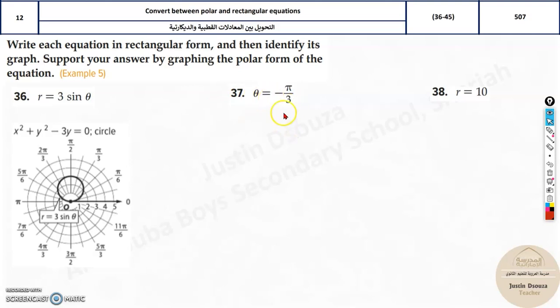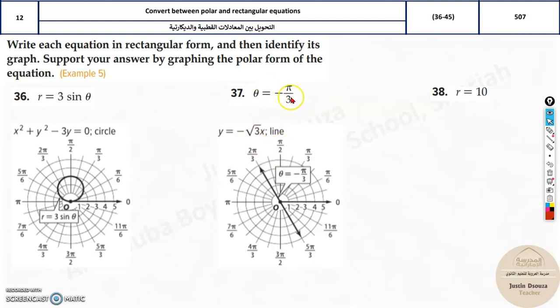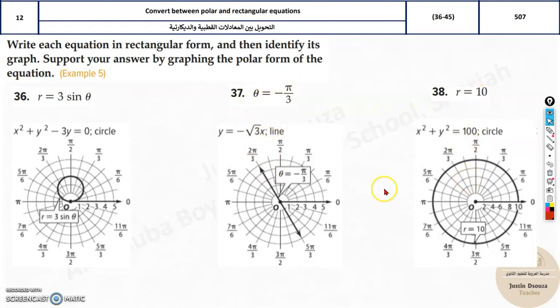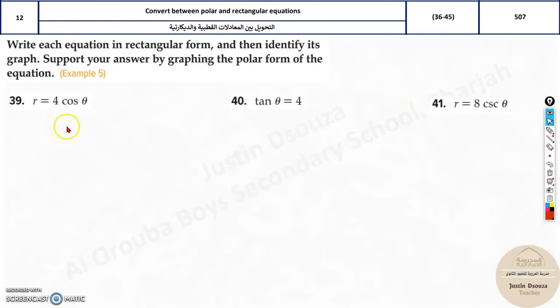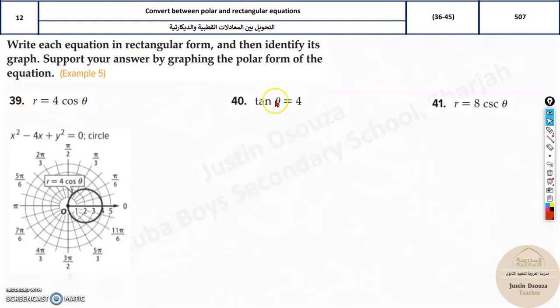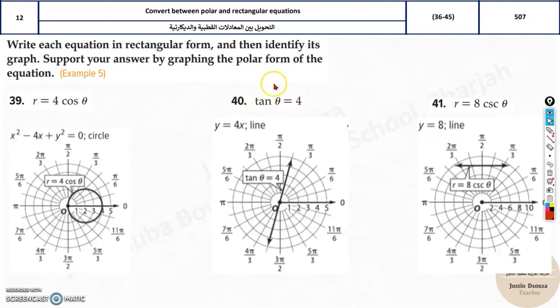Now there is one thing over here. If it's theta equals minus pi by 3, we did it. Take tan on both sides and solve it. Tan is y by x, and then simplify. R is 10. It's very simple. They are all direct ones. Even over here, it's the same thing. You must remember that if it's tan, cosecant, secant, they're all straight lines. Tan theta is y by x. Take x to the other side and then graph this. Y by x is a linear equation. It will be a straight line.